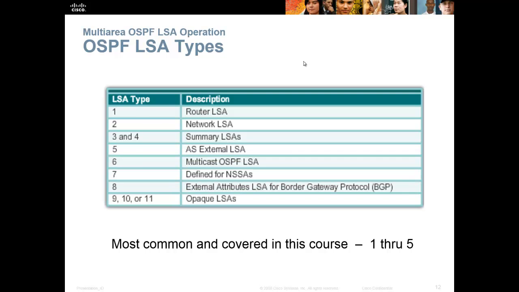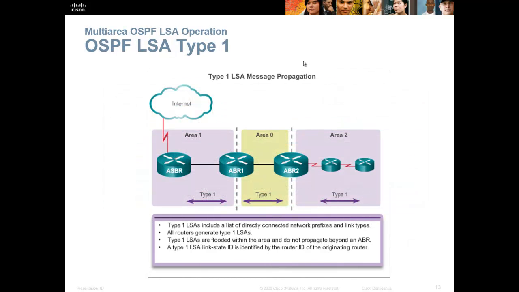The first one is the router LSA. In the router LSA, when your router first turns on, it knows what's directly connected to it. It says, hey, these are my directly connected networks, so I only want to advertise my directly connected networks. That's a type 1 LSA.